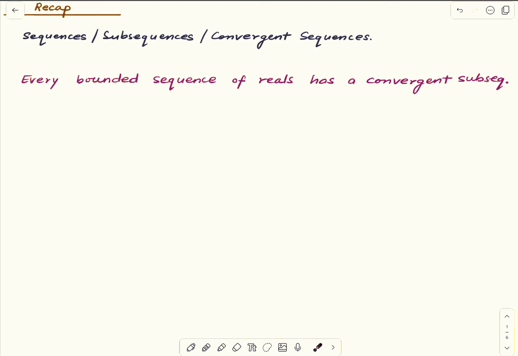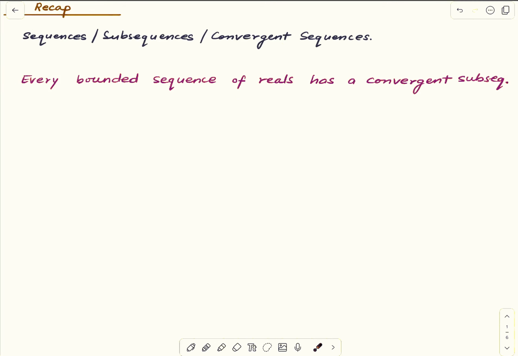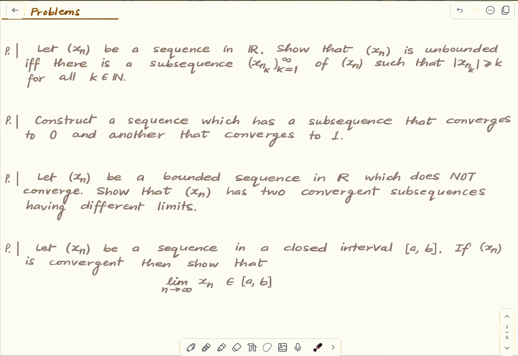Okay, and we need to know this fact, which is called the Bolzano-Weierstrass property, which is that every bounded sequence of real numbers has a convergent subsequence. How did we prove it? First, we extracted a monotone sequence out of a bounded sequence, and once you have a bounded monotone sequence, then it converges, and therefore every bounded sequence has a convergent subsequence. All right. So here are some problems for practice.